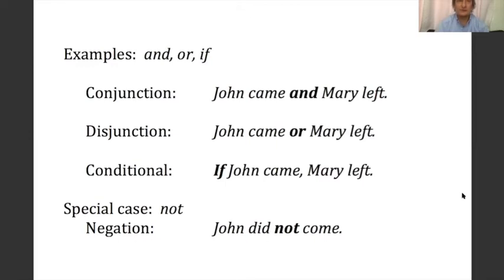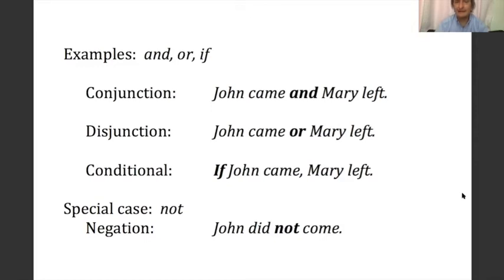So we're looking at the words and, or, if, and not, in very simple kinds of sentences. And is also called conjunction, and it gives us sentences like John came and Mary left. Or is often called disjunction, and gives us sentences like John came or Mary left. If gives us a conditional: if John came, Mary left. And all of these can be seen as combining two sentences. They combine the sentence John came and the sentence Mary left.